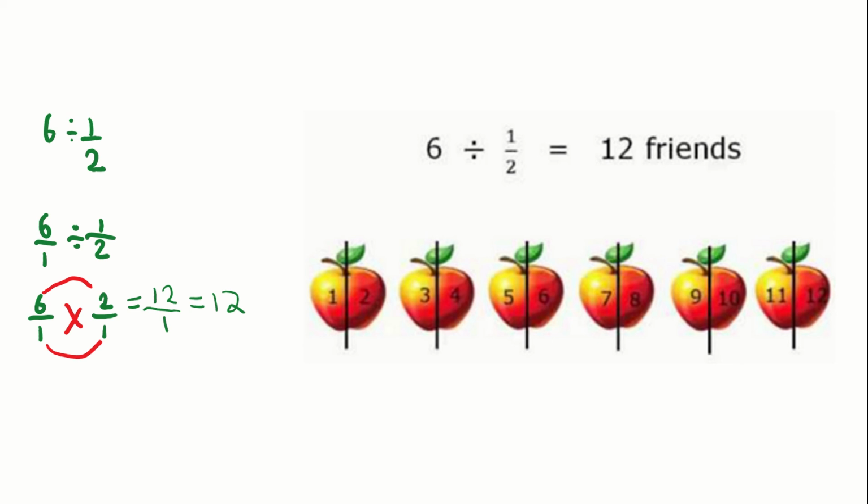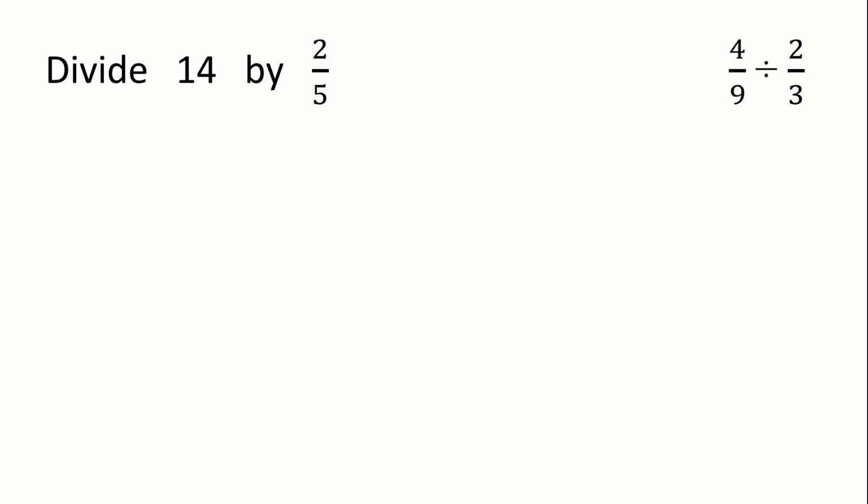So let's look at 2 more examples. The first one here is asking us to divide 14 by 2 over 5. So in other words, I'm going 14 divided by 2 over 5. Now we know that 14 is the same as putting it as 14 over 1 because 1 divided into 14 is still giving me 14. And that's divided by 2 over 5.